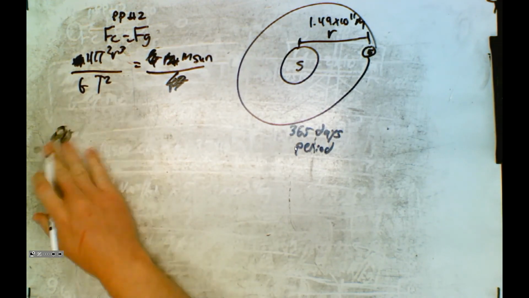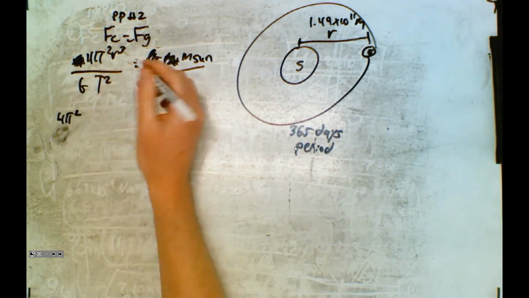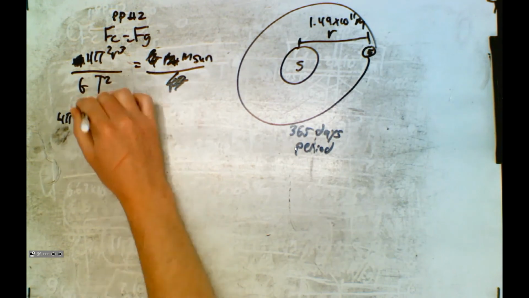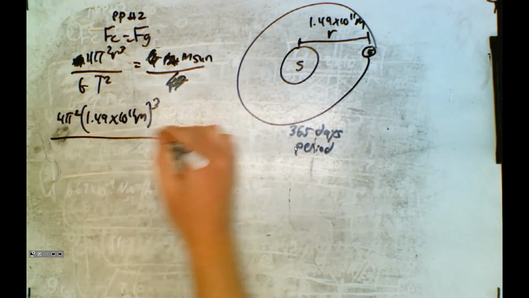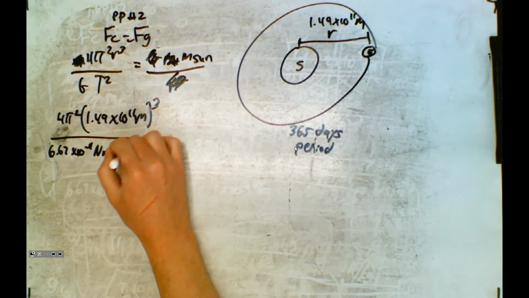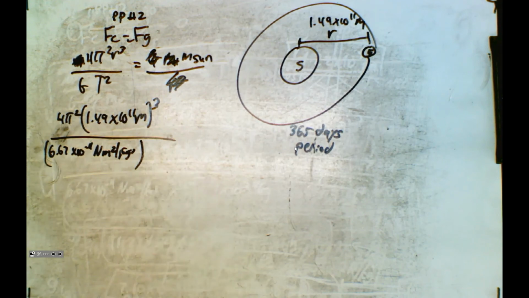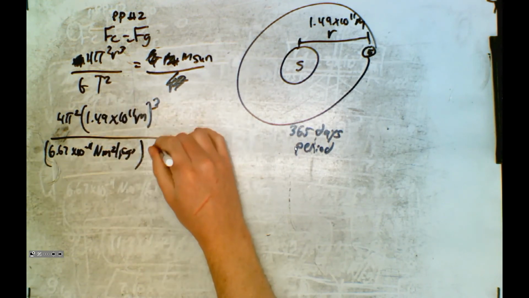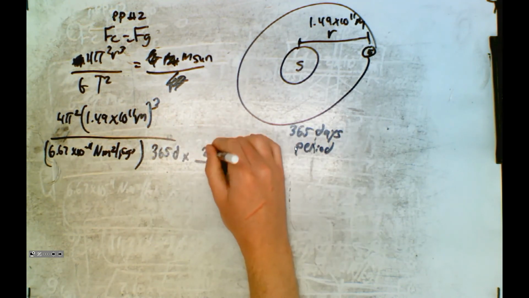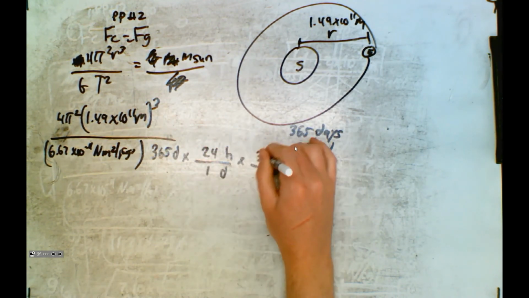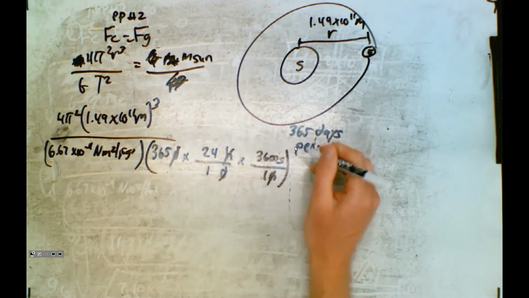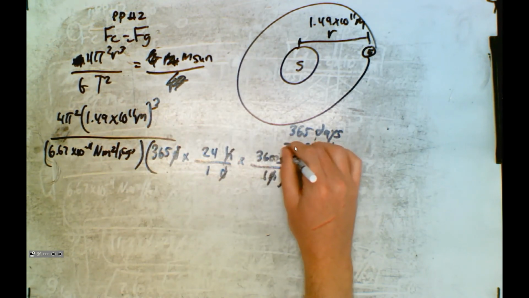So 4 pi squared, radius 1.49 times 10 to the 11 meters, cubed, divided by 6.67 times 10 to the negative 11 newtons meters squared per kilogram squared. And our period is 365 days, days into hours. So there's 24 hours in one day, and there are 3,600 seconds in 1 hour. So it always needs to be in seconds and meters, and we have to square that.